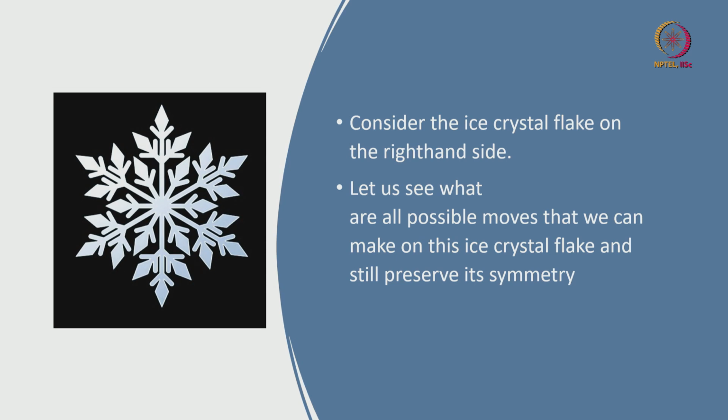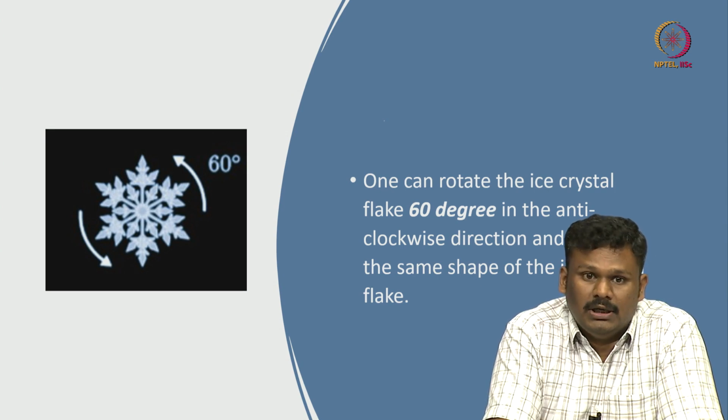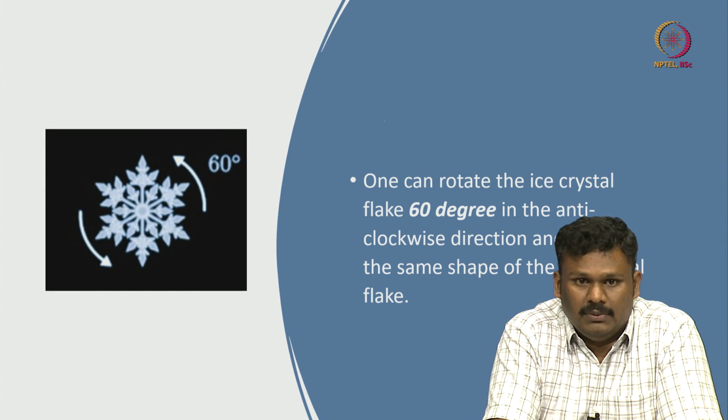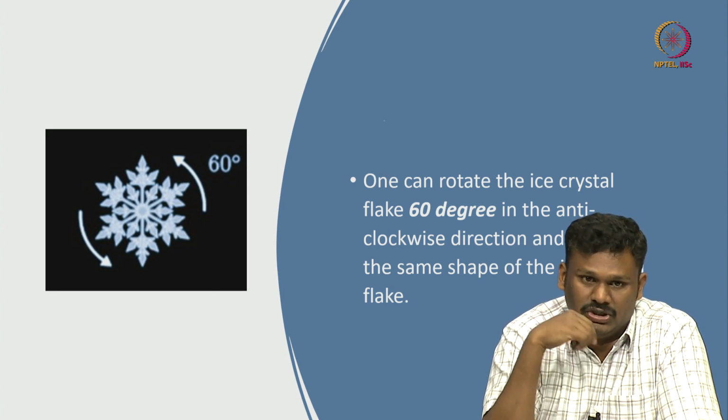So, what are all the possible moves that we can perform on this ice crystal flake? Let us see. One possible move, for example, is to rotate 60° in the anti-clockwise direction and still get the same shape of the ice crystal flake. That is not difficult to see. Similarly, we can also rotate clockwise 60°. Again we get the same shape of the ice flake. The shape does not change. For example, if you rotate 120°, it does not matter whether you do it clockwise or anti-clockwise, again the shape does not change.